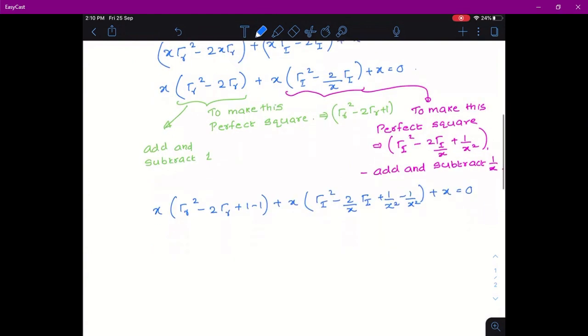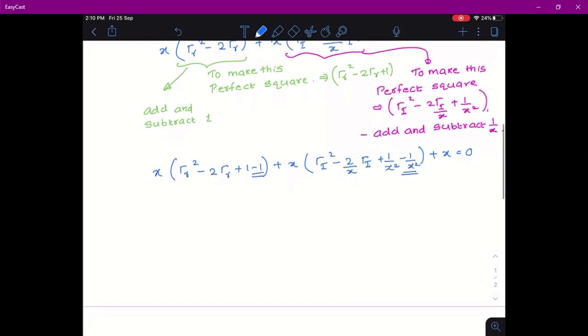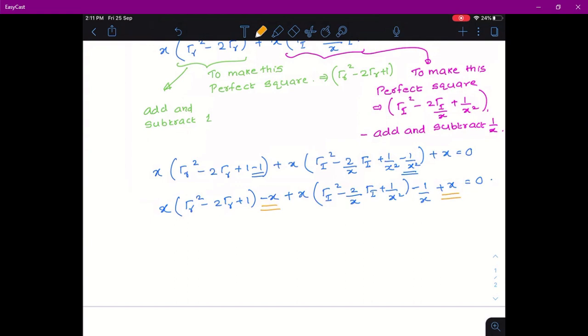Okay. Now, let us take minus 1 out from this term and minus 1 by x square out from this term. So, you will get x into (tau r square minus 2 tau r plus 1). When you take minus 1 out, you will get multiplied by x, so it will be minus x, plus x into (tau I square minus 2 by x tau I plus 1 by x square). And when you take minus 1 by x square out, it will get multiplied by x. So, you will get minus 1 by x plus x is equal to 0. Okay. Now, you see there is minus x here and a plus x here. So, that will get cancelled. And this minus 1 by x, I can move to the RHS. So, it will be plus 1 by x.